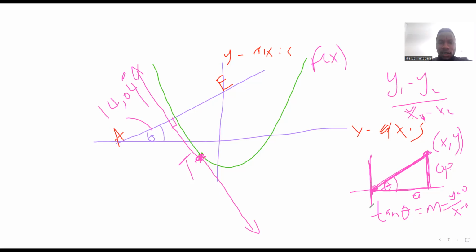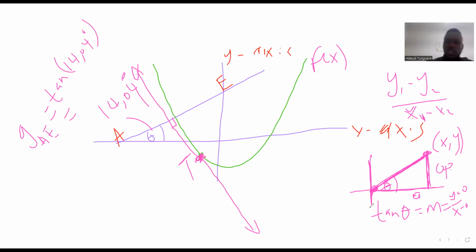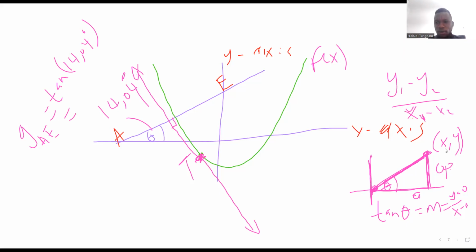So in this case, the gradient for AE equals tan of 14.04. Okay, and then they said we should get the answer to how many decimal places. So let's check what they said. How many decimal places? Okay, so my calculator. Yeah, they said to 2 decimal places. So if you look into that, I think there's a one decimal place.